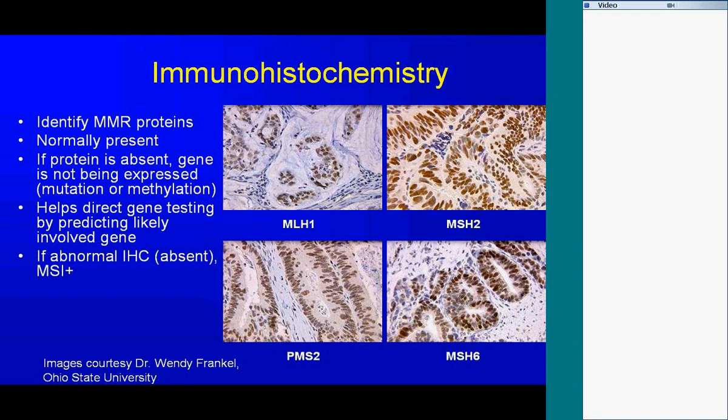immunohistochemistry to identify microsatellite instability high tumors, and these can be a little tricky to interpret. Basically, if you see nuclear staining in the tumor, that means that protein is present, and there is no evidence of mismatch repair deficiency if all of the proteins tested are present. This helps direct gene testing by predicting the likely involved gene if you do find loss of one of these proteins. And if you have abnormal immunohistochemistry, most people will proceed to some kind of genetic testing.